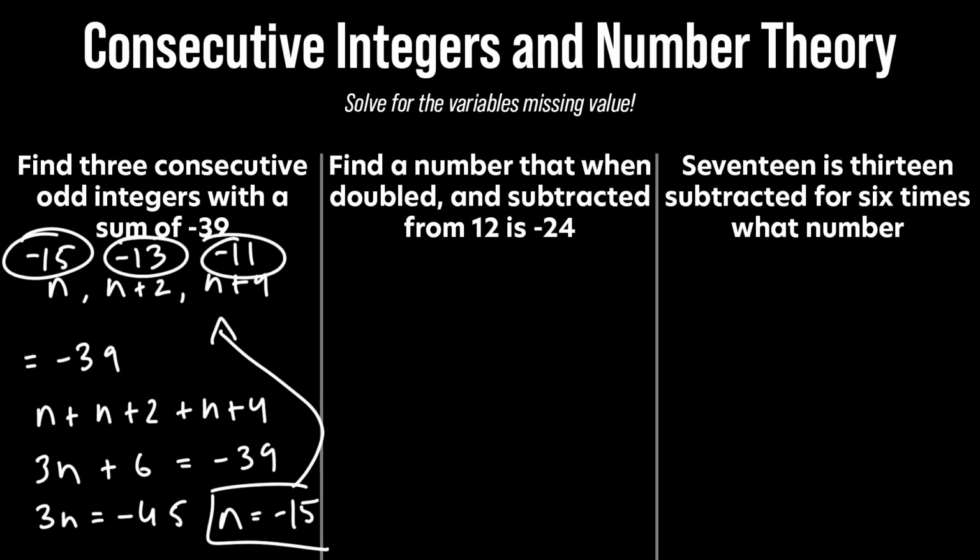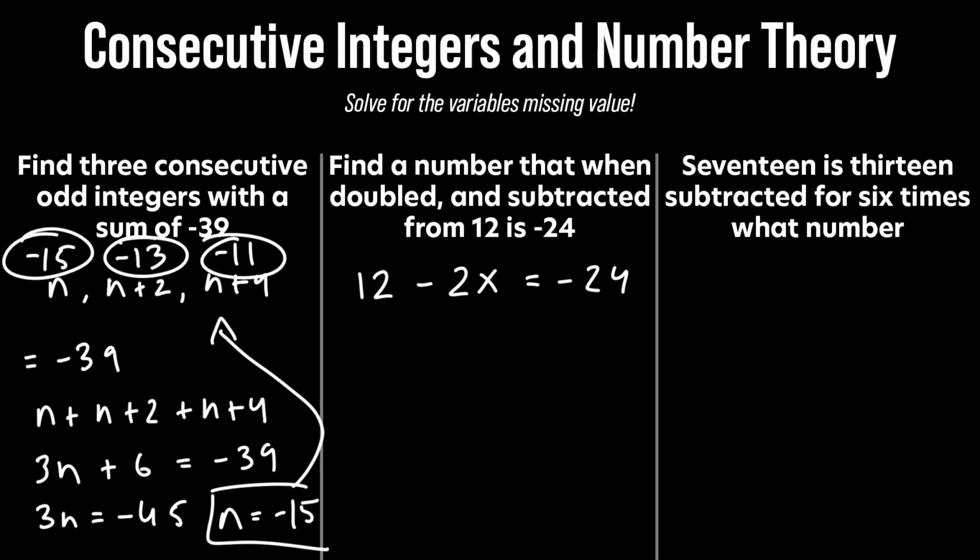Next, we have: find a number that when doubled and subtracted from 12 is negative 24. So first, let's write this in terms of an equation. A number that when doubled and subtracted from 12 is negative 24 would be 12 minus this random number, x, that's doubled. So 12 minus 2x is going to be equal to negative 24.